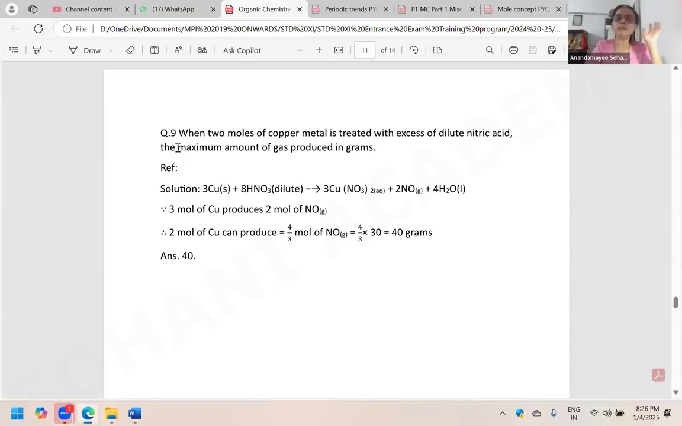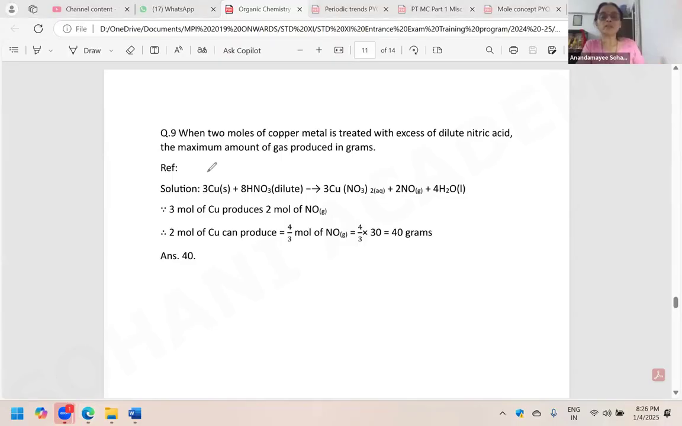Learn them with balancing, no problem. 3Cu plus 8HNO3 gives 3Cu(NO3)2 plus 2NO plus 4H2O. This must be memorized. Then if it is concentrated, NO2 forms. If it is very dilute, N2O forms. This should be by heart with balancing. So, simply 2 moles of copper metal. Now what do we know here? 3 moles of copper.